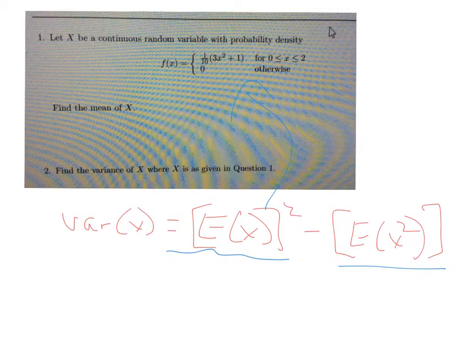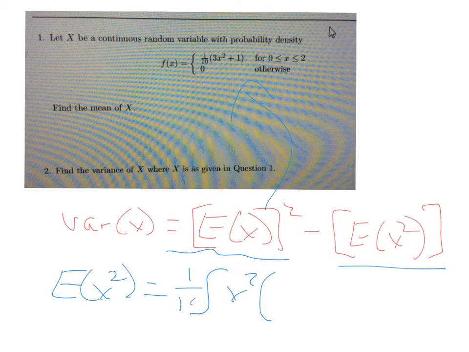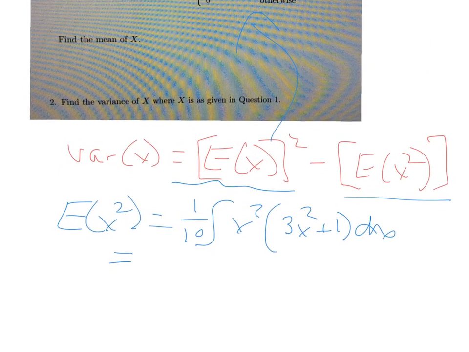The second one, how you get that, the E of X squared, is you're going to integrate x squared times your function. And so again, we'll put the 1/10 up front, and you have x squared times the 3x squared plus 1 dx, okay? And so what you're integrating here is 3x to the 4th plus x squared, and so your integral, I'm just afraid I'm going to run out of space here. Hang on a minute, see if I can move this all up. Oh, I can.